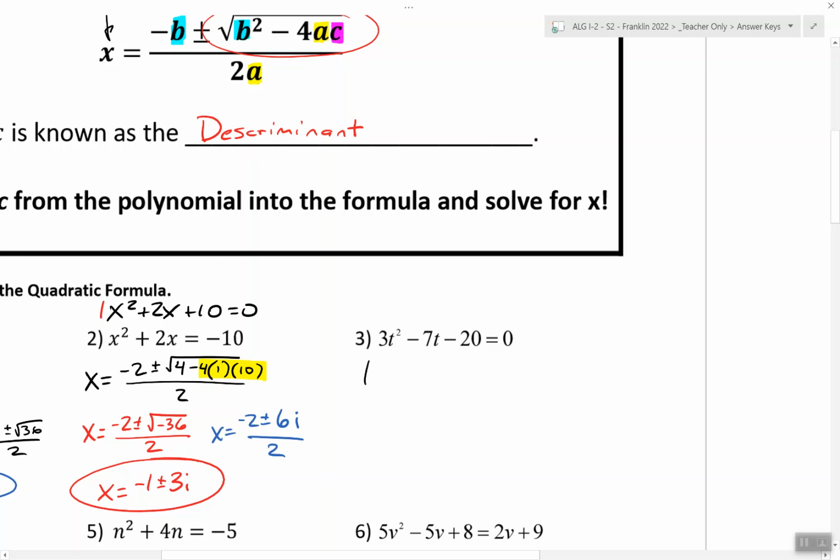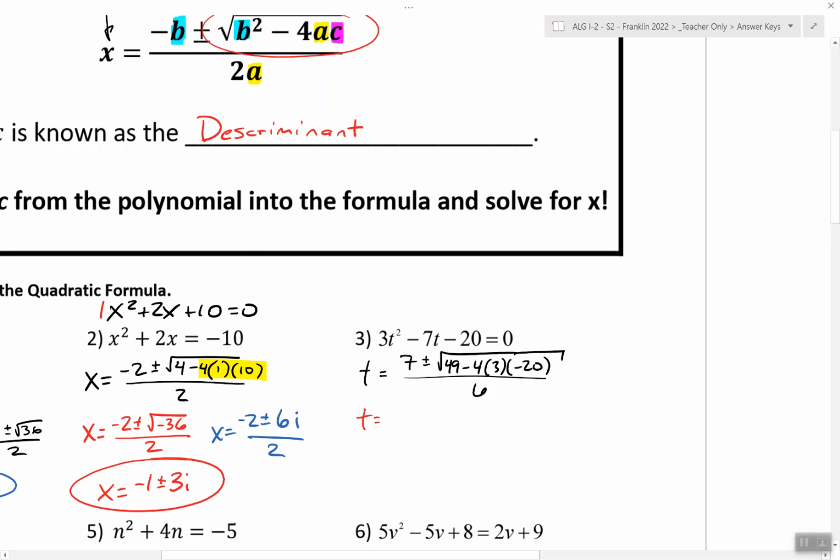So t equals negative b, which is positive 7, plus or minus the square root of b squared minus 4ac. Here, b squared is 49 minus 4 times 3 times negative 20, that's a and c, all over 2a, which is 2 times 3 is 6. And now we can simplify.